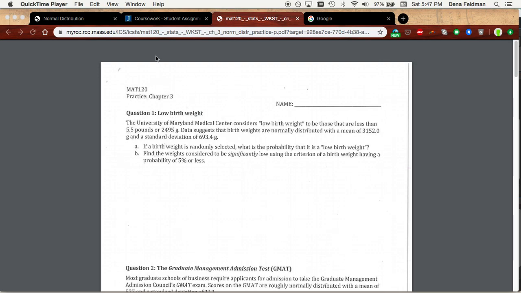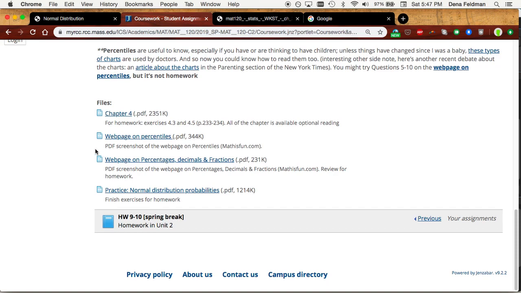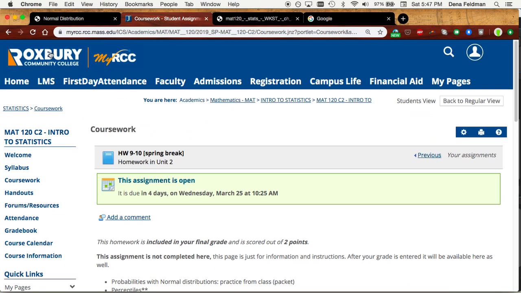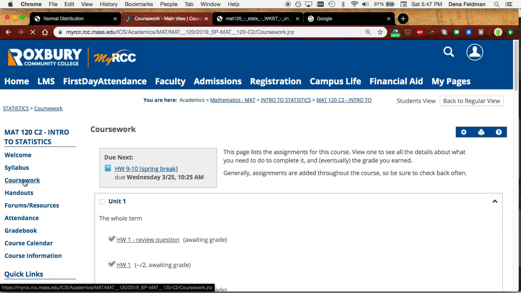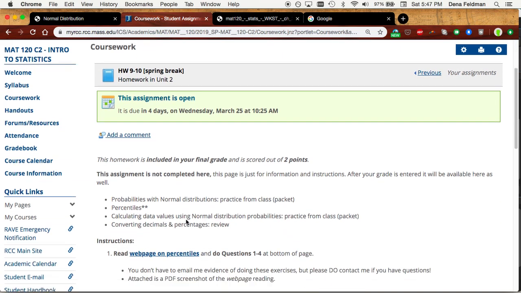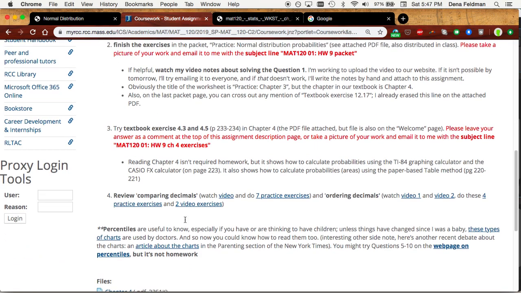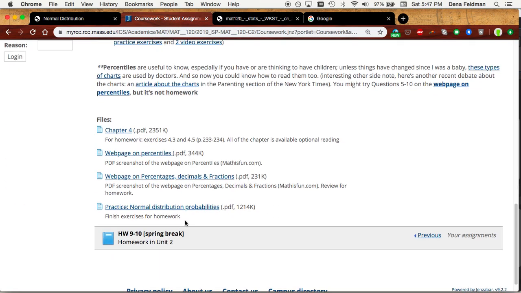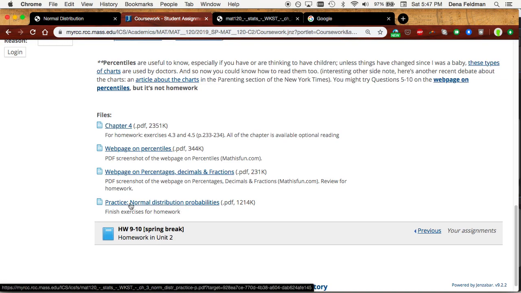When I go to the internet, as you can see, I'm logging into MyRCC, logging into our class. I click on the coursework page. It takes me to the next homework assignment, which for us is this homework assignment. I click on it, and in the assignment description, as I scroll down, one of the parts of the assignment includes practicing normal distribution probabilities.